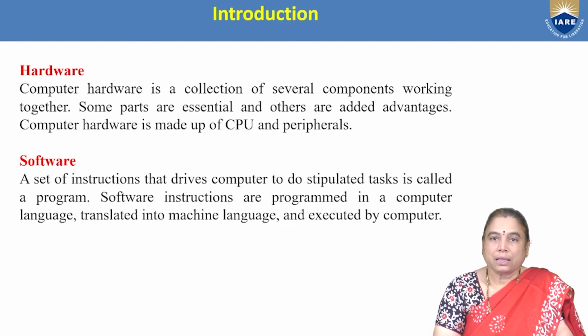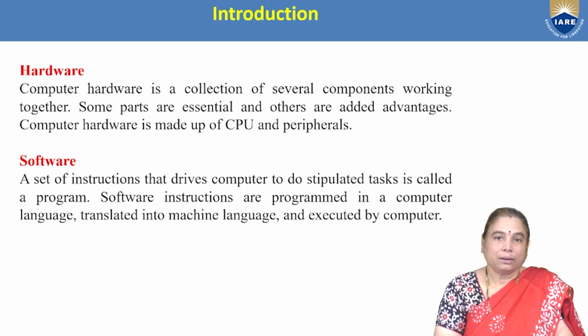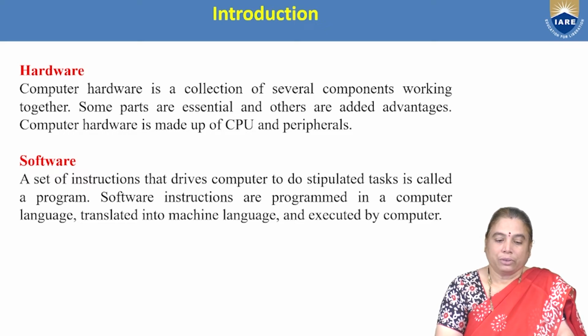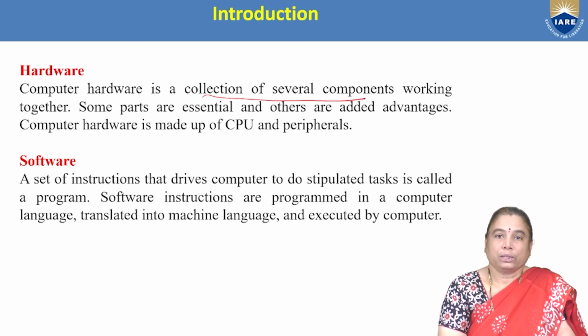In the computer, there are two major elements, that is hardware and software. The hardware deals with the physical components of the computer. The software deals with the programs and the instructions. So computer hardware is a collection of several components working together.